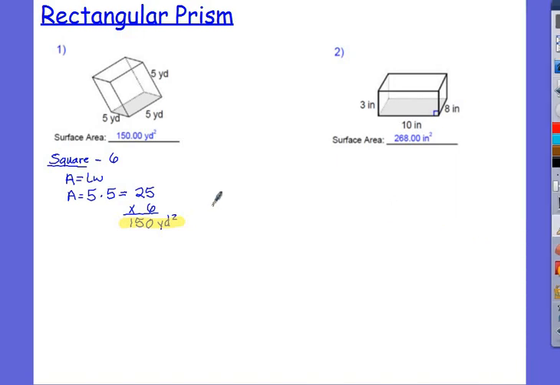Why do you put squared instead of area? Yes. I thought it was 1.